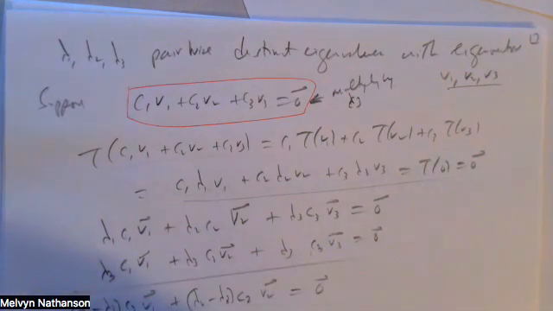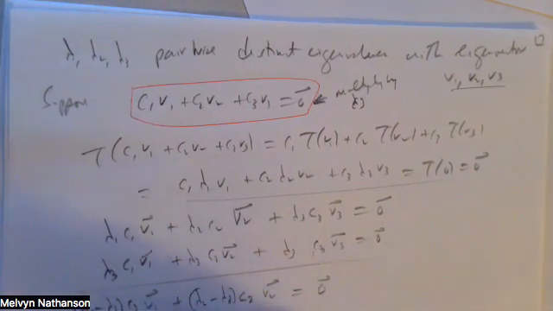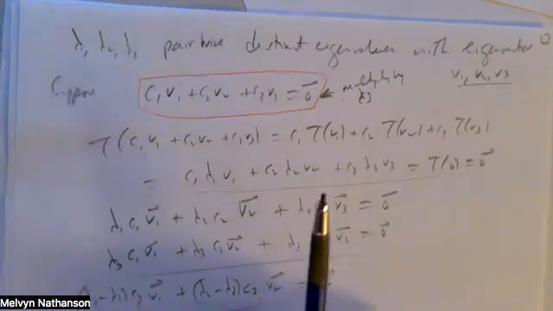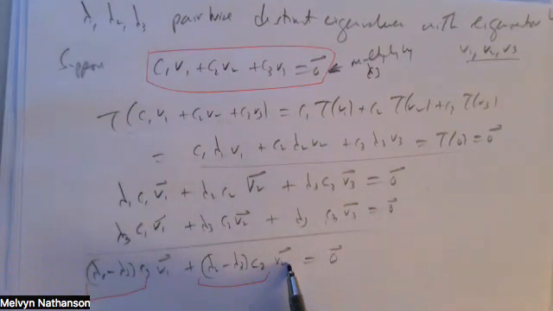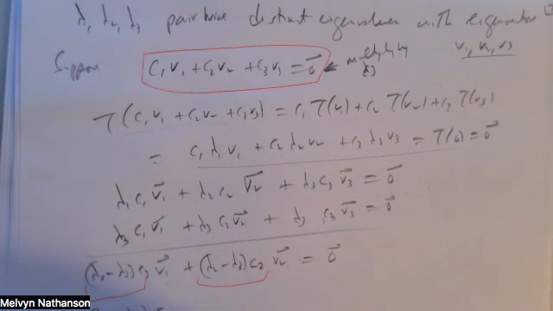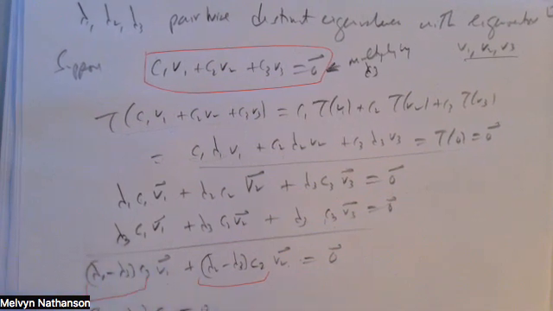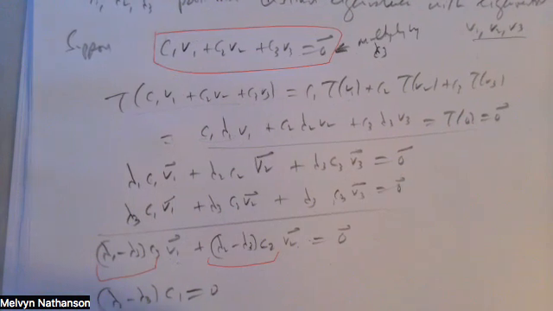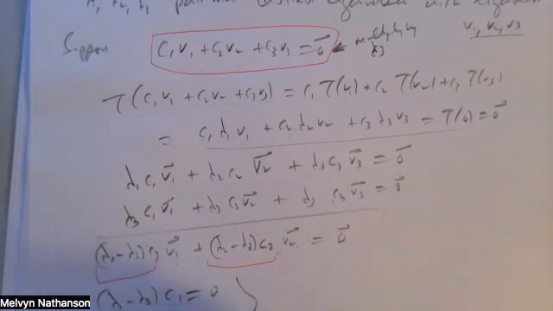So what I have is a linear combination of V1 and V2. But V1 and V2 are eigenvectors with distinct eigenvalues, lambda 1 and lambda 2, so they're linearly independent. So (lambda 1 minus lambda 3) C1 has to be 0, and (lambda 2 minus lambda 3) C2 has to be 0.